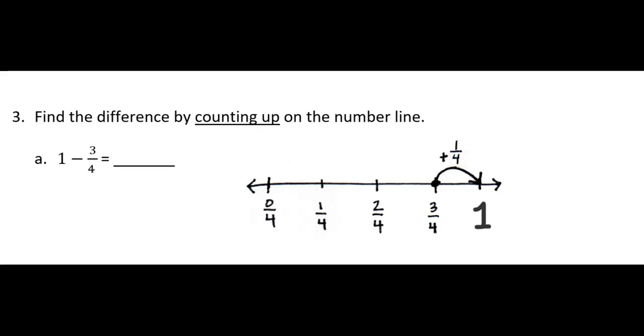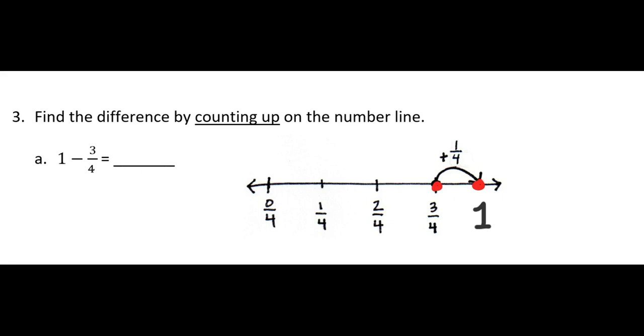In this section, we're going to subtract, but instead of hopping backwards on the number line, we're going to show how we can find the difference between 2 numbers by counting up on the number line. In this problem, we have 1 minus 3/4. What we're really trying to find out is how far apart 1 and 3/4 are on the number line. To use this strategy, we'll locate both of these numbers. So we have 1 on the number line and we have 3/4 on the number line.